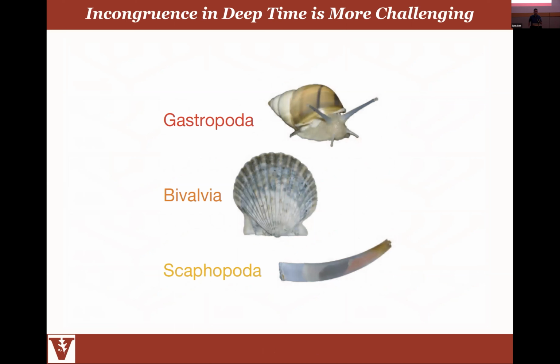At deeper levels, incongruence is much more challenging because all we see is disagreement between phylogenies, but it's much harder to find the factors that contribute to it. And so I'll give you just a couple of examples where that's the case and highlight how controversial it is. So relationships between gastropods, snails and the like, bivalves, mussels and the like, and scaphopods. So a paper in Nature in 2011 finds that gastropods and bivalves are sister to each other, more closely related.